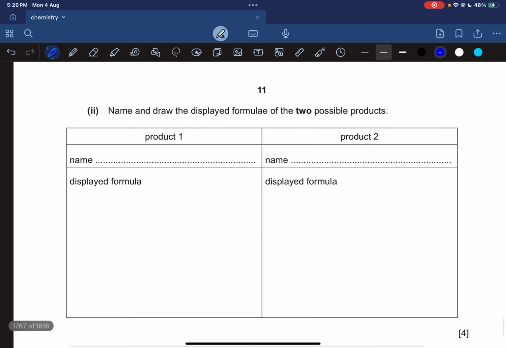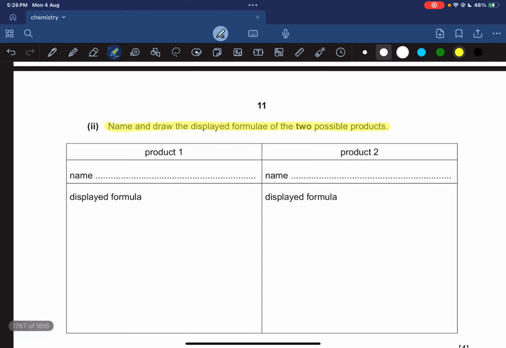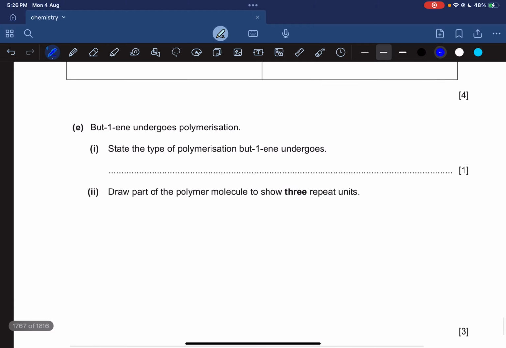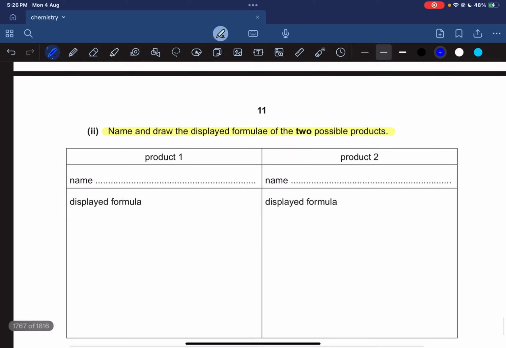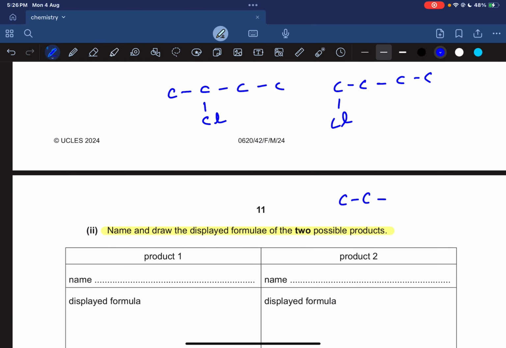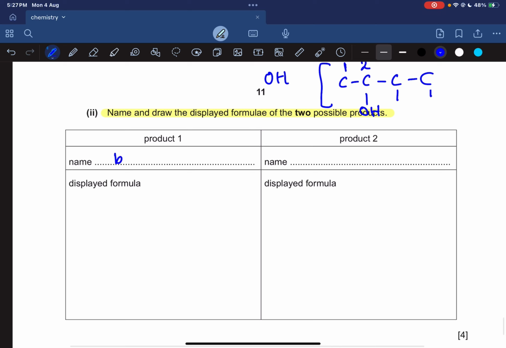Okay. Name and draw the displayed formula of the two possible products. Okay, we have to write the two possible products. So what basically happens is that you have your butene. Butene is something like you have 1, 2, 3, 4, and either your OH from the steam can attach on the first carbon, which can form butan-1-ol, or it can attach on the second carbon and form butan-2-ol. If it attaches on the third carbon, it will again become butan-2-ol, because now you start the counting from the left. This one's your first, this one's your second. So we have to write butan-1-ol and butan-2-ol.